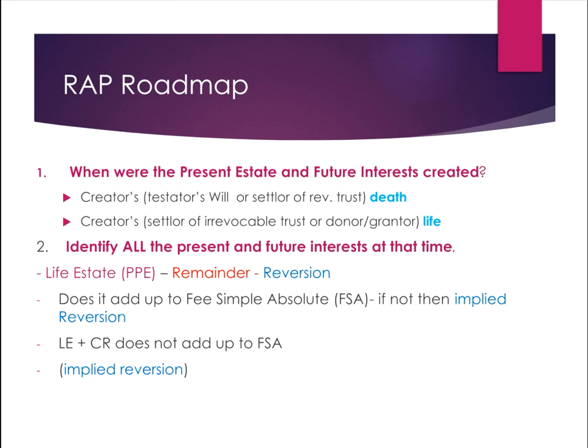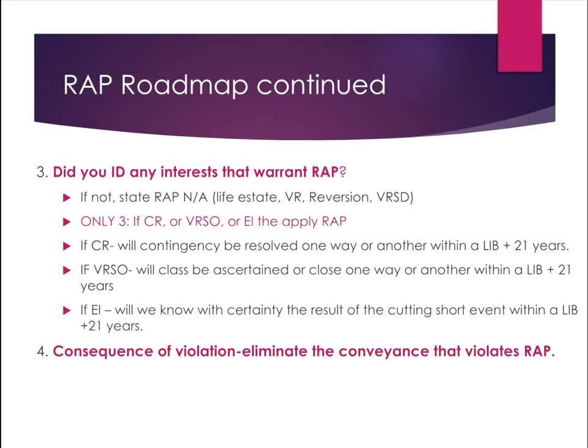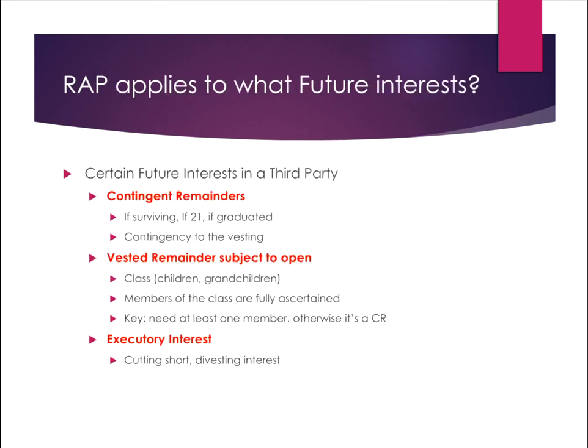There is a roadmap. Follow it. When were the present estate and future interests created? Identify them at that time. Thirdly, did you identify any interests that warrant a RAP analysis? If not, state RAP non-applicable. Only look at RAP for contingent remainders, vested remainders subject to open, or executory interests. And what happens if there is a RAP violation? Remembering that it only applies to certain future interests in third parties, so having identified one of those is important.